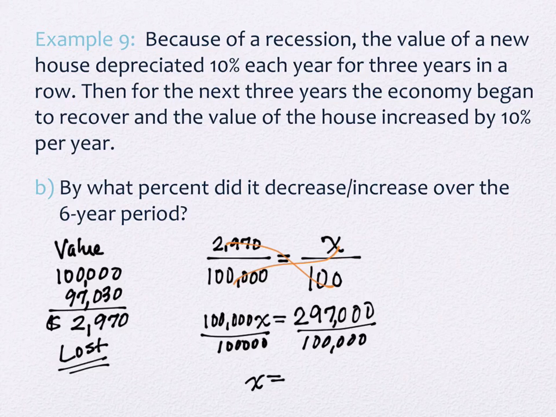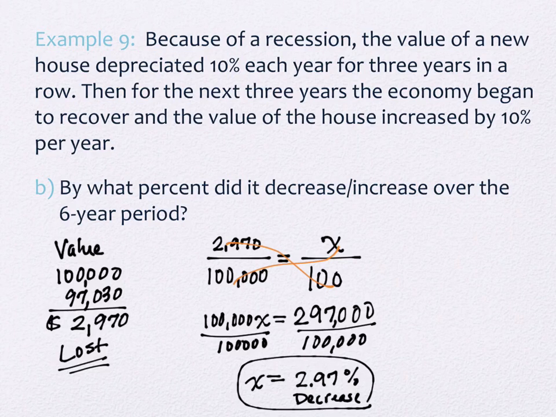What is 297,000 divided by 100,000? Yeah, 2.97%. And of course, it's a decrease, right? The house value decreased by about 3% in that 6-year time frame. And no matter what numbers you make up, you'll get the same answers. It's very cool.